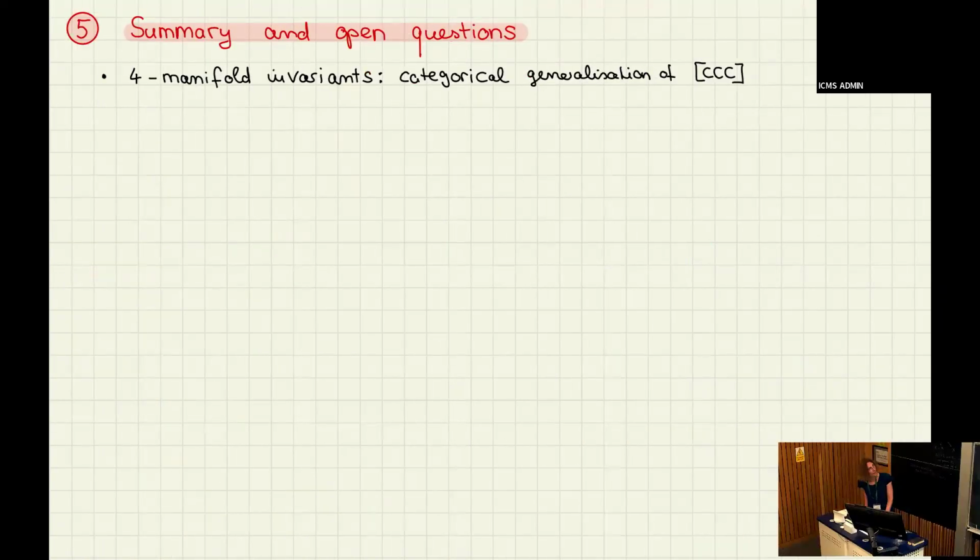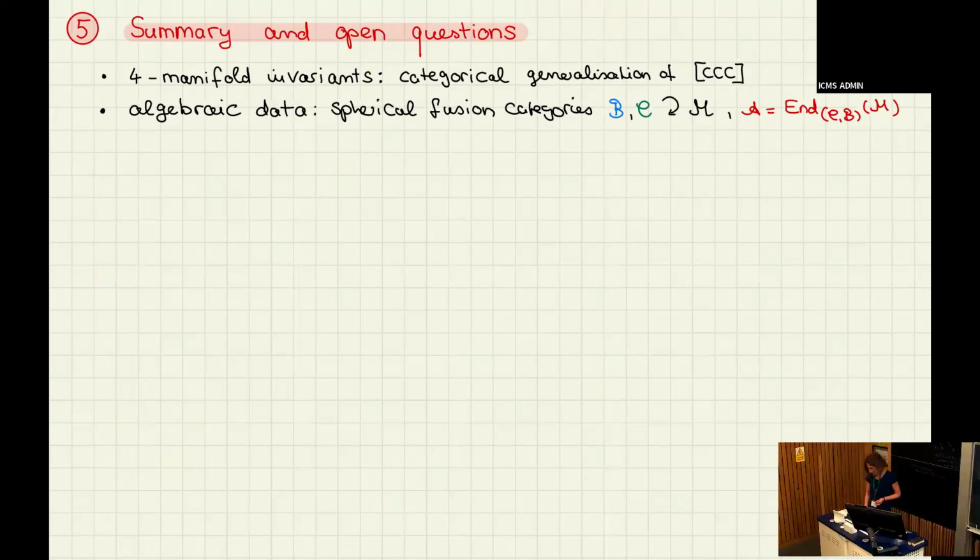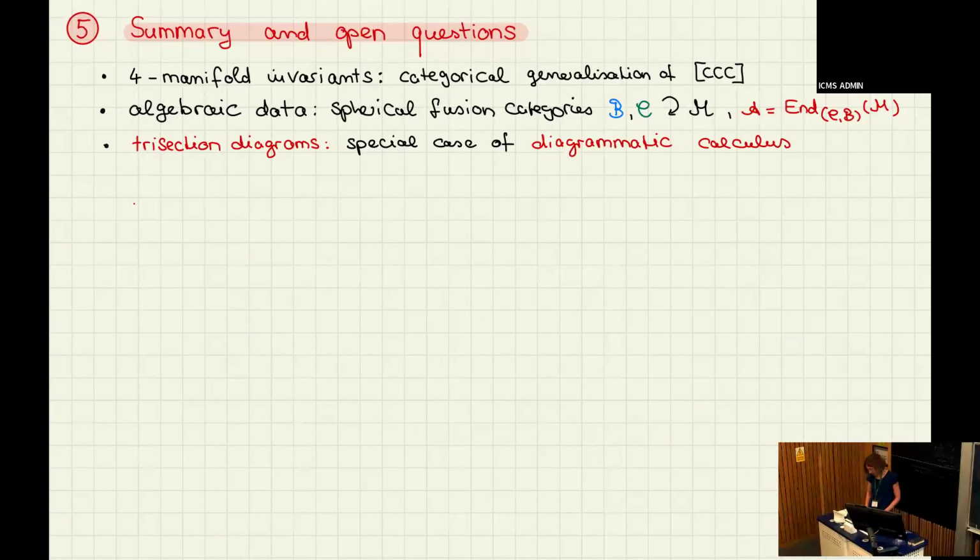So I summarize. We can generalize these Hopf algebraic, maybe a bit ad hoc invariants from CCC to categorical versions, and these categorical versions are somehow very natural because we just take spherical fusion categories, a bimodule category, with appropriate properties, and then we get for free another spherical fusion category. So it's natural that there are three colors. And the trisection diagrams are just a special case of some diagrammatic calculus that exists already.